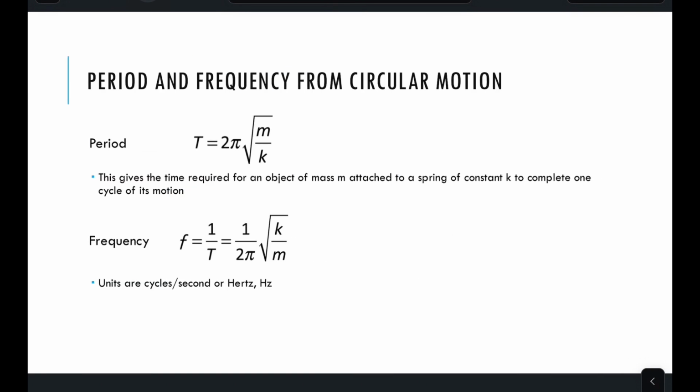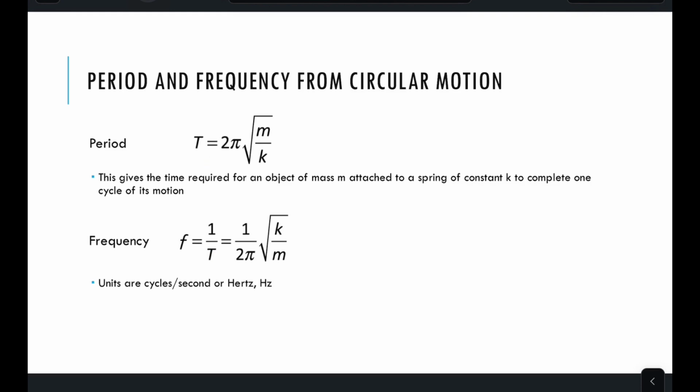Let's recall the characteristics of circular motion, where we have period and frequency. For the period, we know that T is equivalent to 2 pi square root m over k. M is the mass of the object, k is the stiffness of the spring, since we're talking about vibration within a spring. Then the frequency is 1 over period. Frequency tells us how many complete vibrations or circular motions occur within a unit time, and the period is the time required to complete one vibration or circular motion.